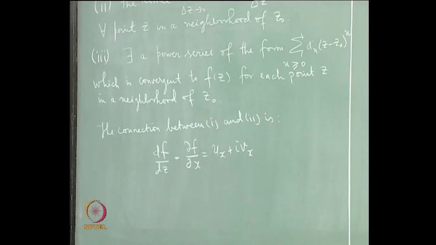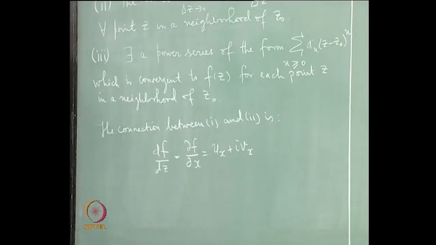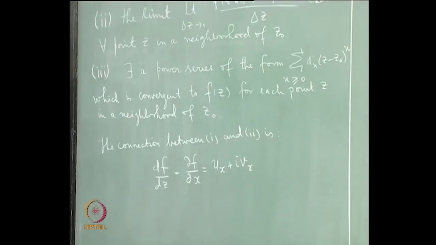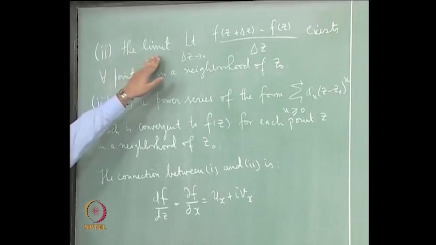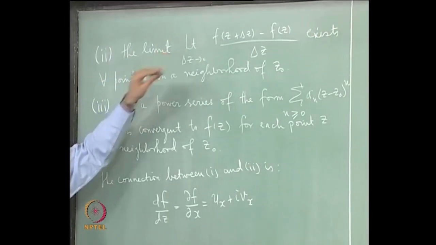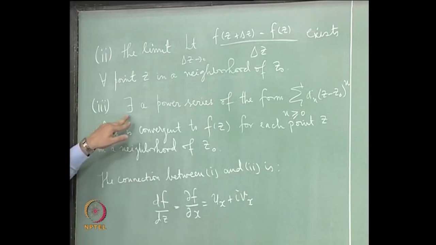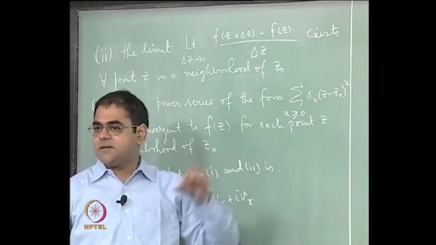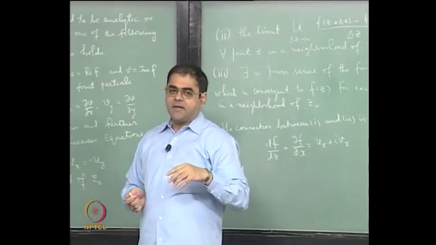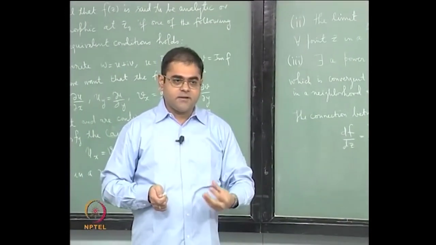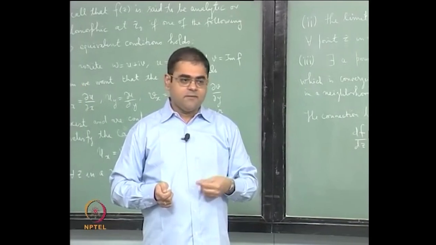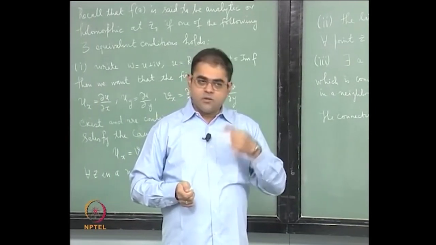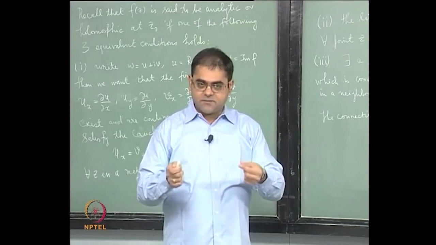And the connection between 2 and 3 is what I would call most spectacular. It is this amazing thing which says that if a function is differentiable not only at a point but in a neighborhood of that point, then the function is actually infinitely differentiable. That is because you would have studied that a convergent power series allows you to differentiate it term by term, and the differentiated series also is a convergent power series with the same radius of convergence.